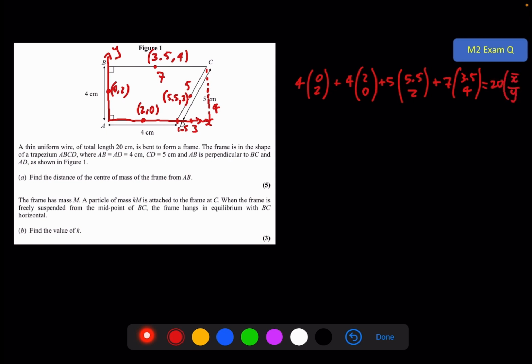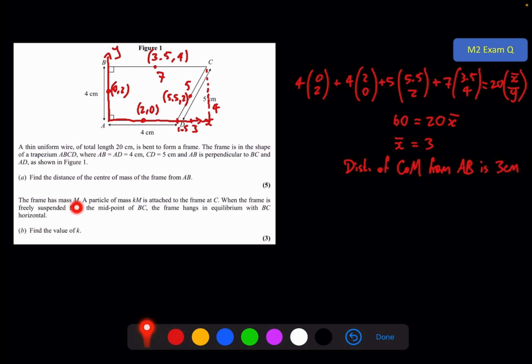Now we don't actually need y bar in this case. We just need to find the center of mass from AB. From AB is the x direction, so we need x bar. So I'll just peel off the top layer here. Gives us a nice round 60, and that has to equal 20 x bar. So x bar is equal to 3. So the distance of the center of mass from AB is 3 centimeters.